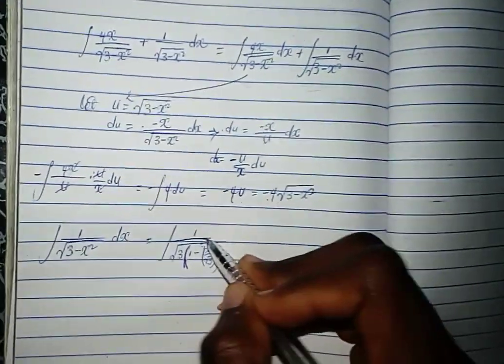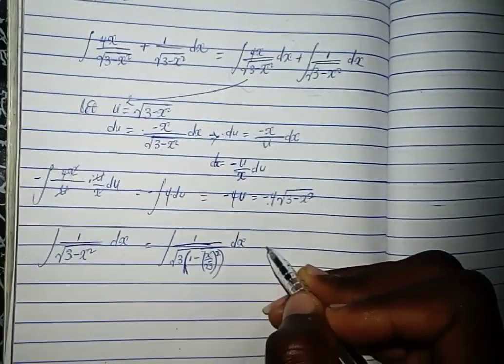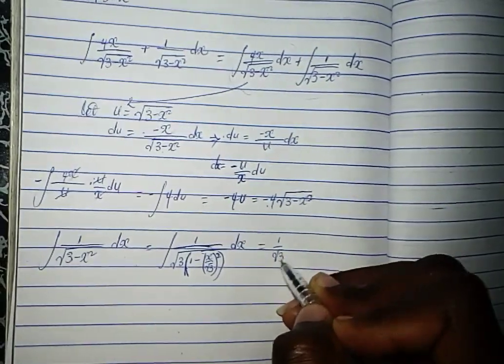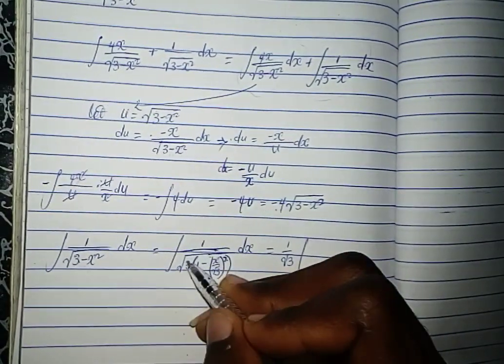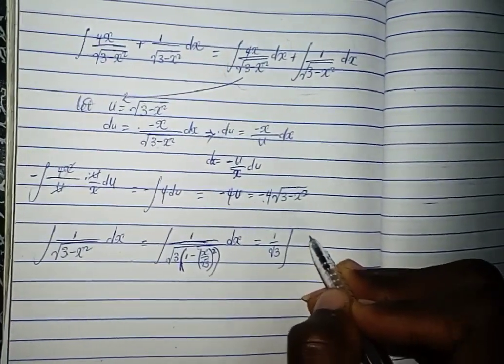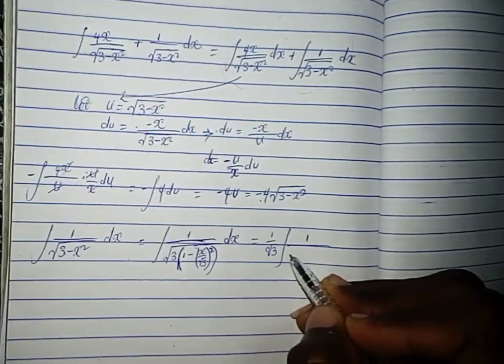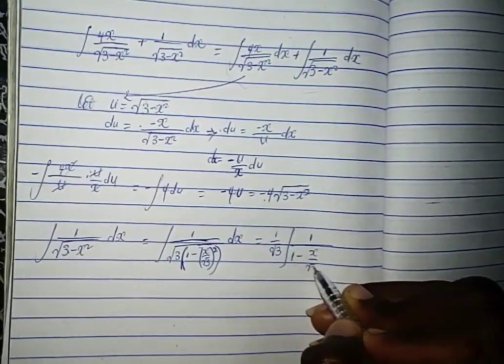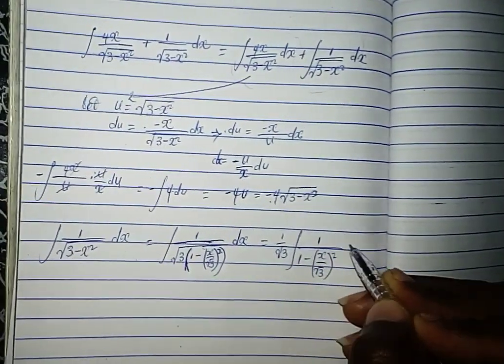So from this is the x. We say this is equal to 1 over root 3, the integral. We bring out this root 3 from the integral of 1 over 1 minus x over square root of 3 squared dx.